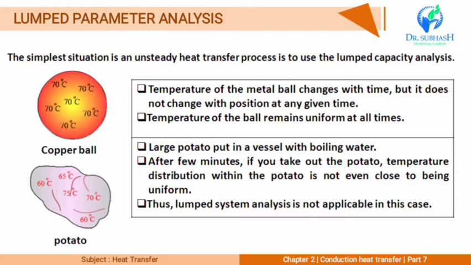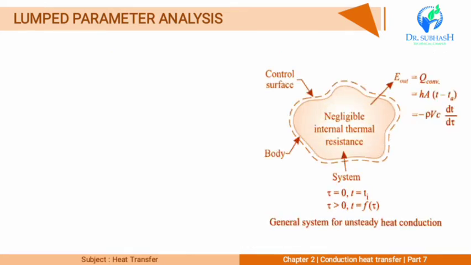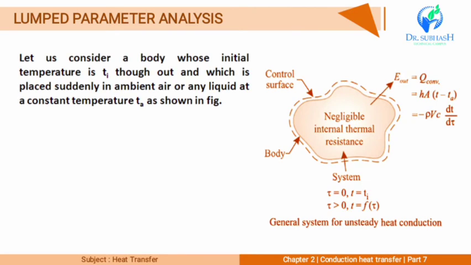Let's develop the formulation related to the topic. Let's learn the lump parameter analysis mathematically and derive some equations. Let us consider a body whose initial temperature is Ti throughout and which is placed suddenly in ambient air or any liquid at constant temperature Ta, as shown in the figure.